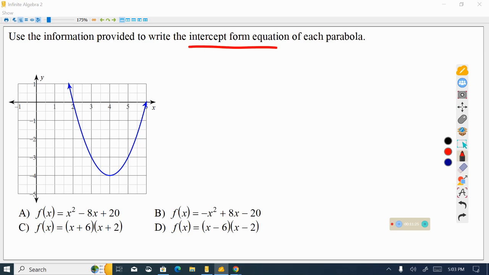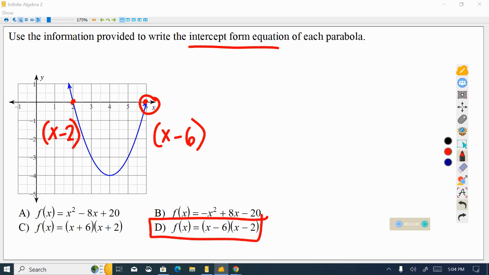Again, intercept form means that we want to find the intercepts. It crosses here at positive 6 and positive 2. And so I know I want to change the sign, right? This is going to contribute an x minus 6 to the equation. I have to change that 6 to a negative 6. And this positive 2 is going to change into a negative 2. Okay, in the next unit, we'll talk more about why this is true.